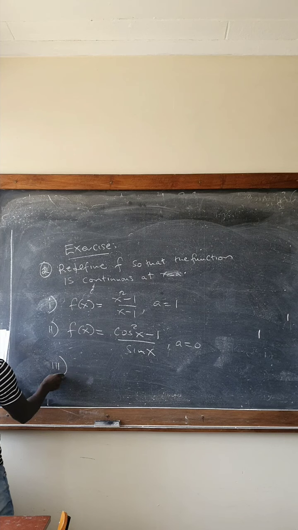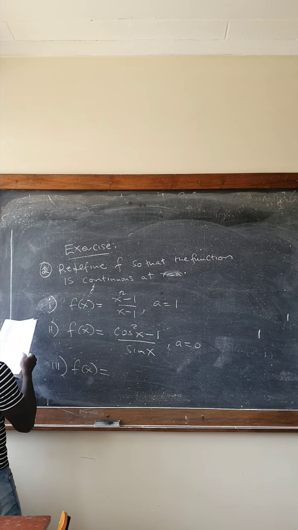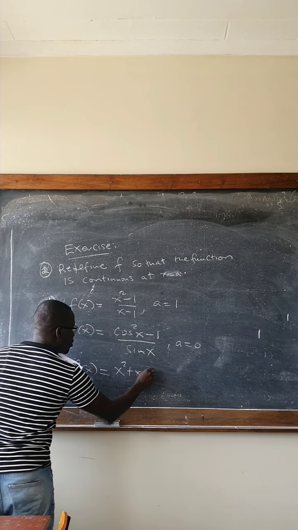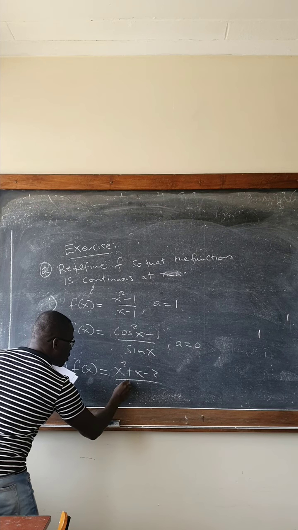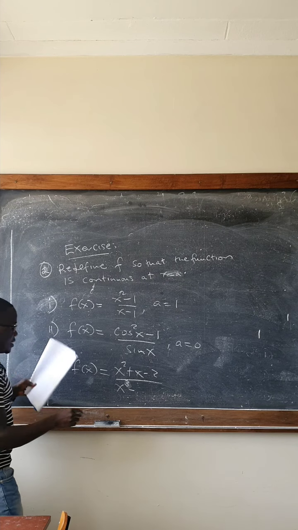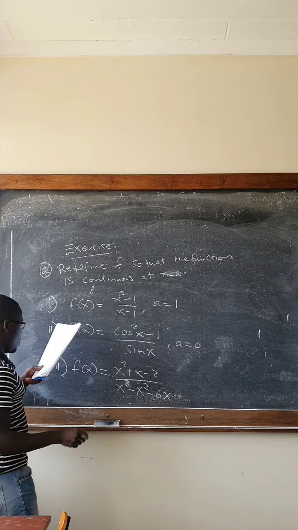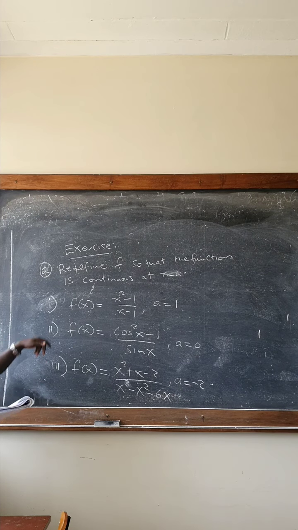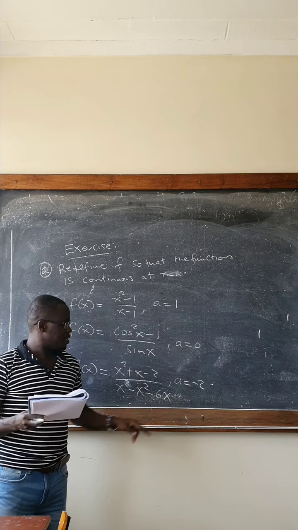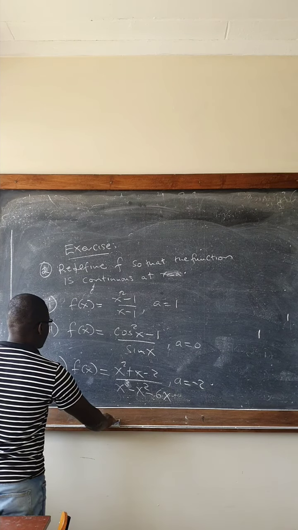And part 3 is f of x is equal to x squared plus x minus 2 divided by x cubed minus x squared minus 6x at a is equal to negative 2. So you can redefine these functions so that they are continuous at the given points, at 1, at 0, and at minus 2.